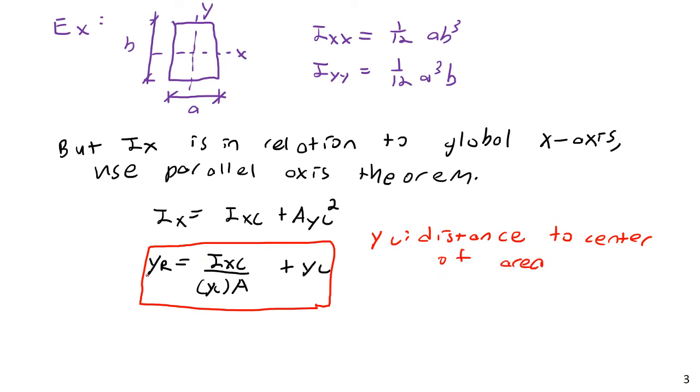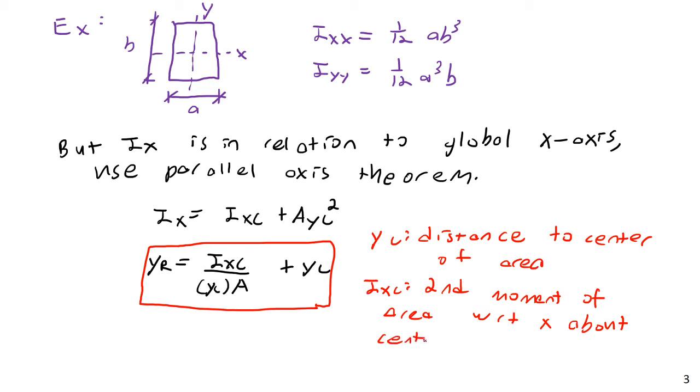So our center of pressure, our yr, is actually going to depend on our yc, and the Ixc is the second moment of area with respect to x about the centroid of the area. So this depends only on the plate's geometry and the depth, I guess.